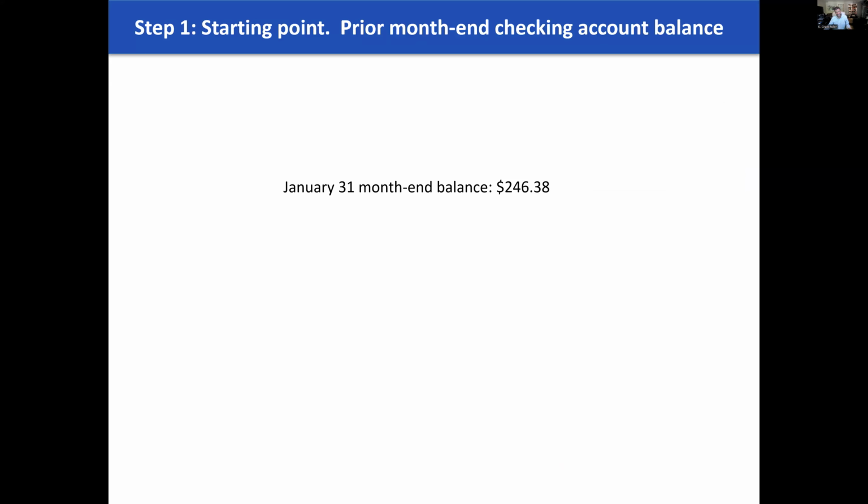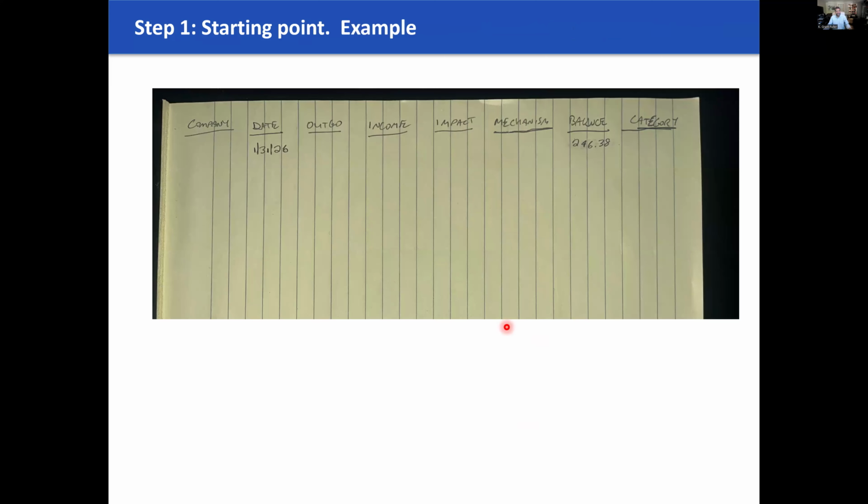So let's come up with an example. January 31st, our month-end checking account balance was $246.38. So let's look at what this would look like. And you can do this by pen and pencil on a piece of paper. You can do it by Google Sheets. You can do it by Excel. Same difference. On the date January 31st, my checking account balance was $246.38. Then I'm going to log each transaction which has happened since the beginning of the month.